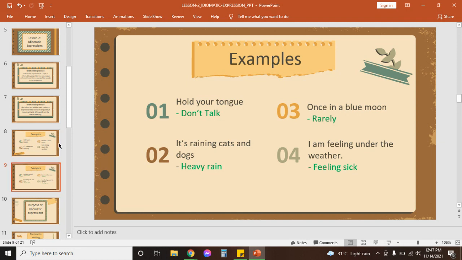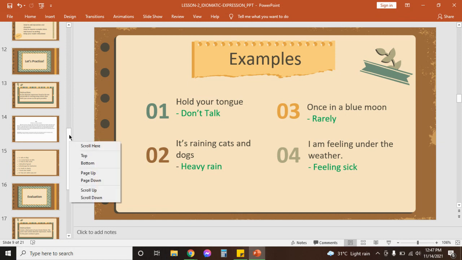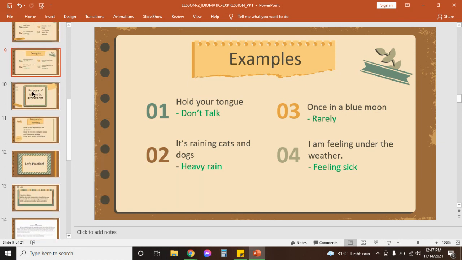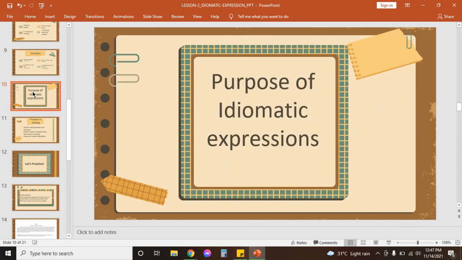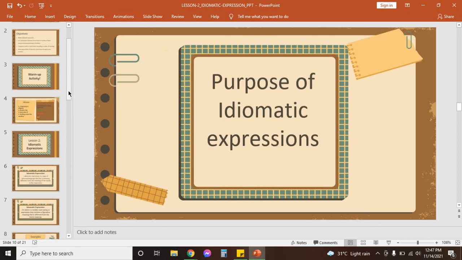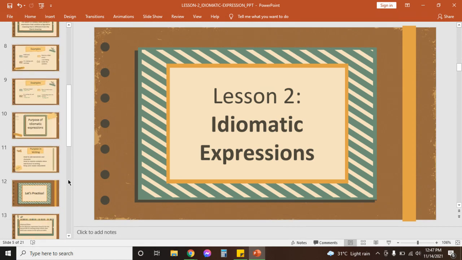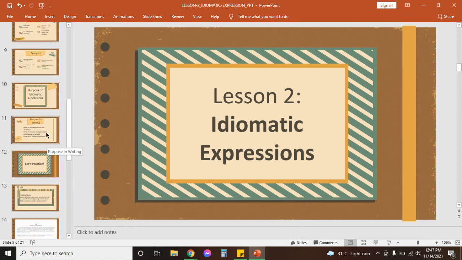Of course, idiomatic expression is not solely created for the purpose of just using it in a sentence. So, what do you think is the purpose of idiomatic expression? Actually, I have here the purpose of idiomatic expression in writing.